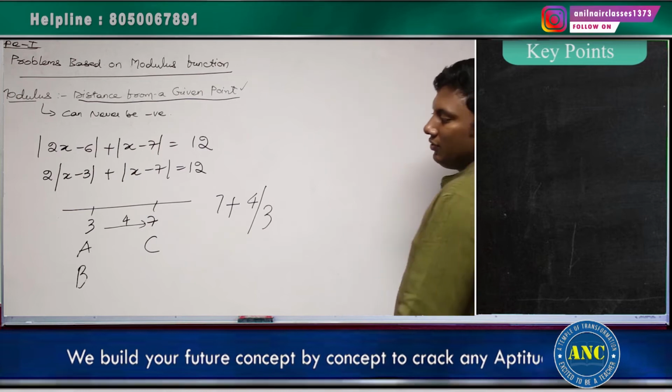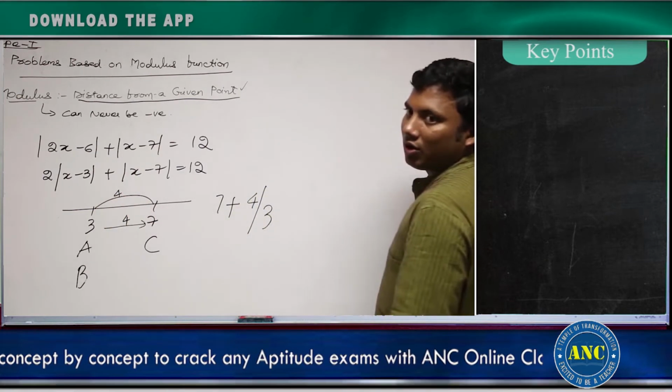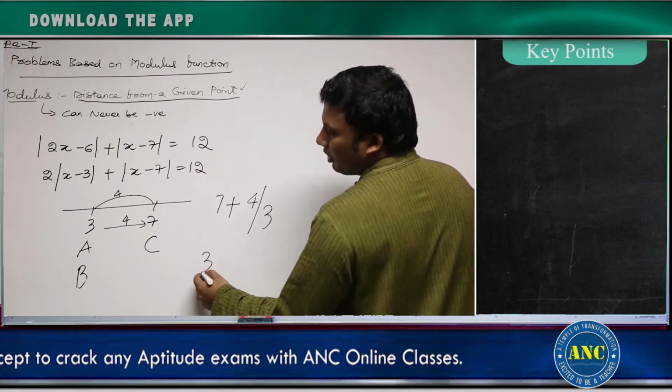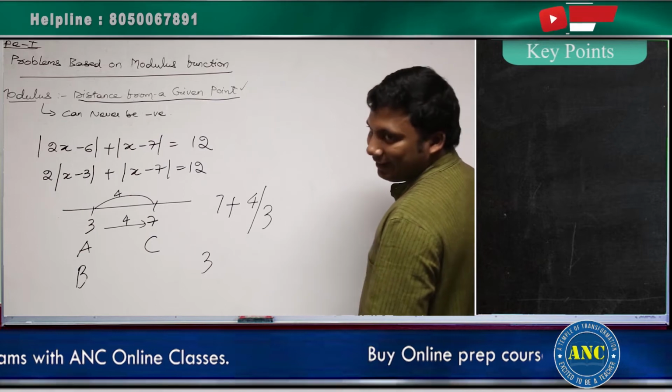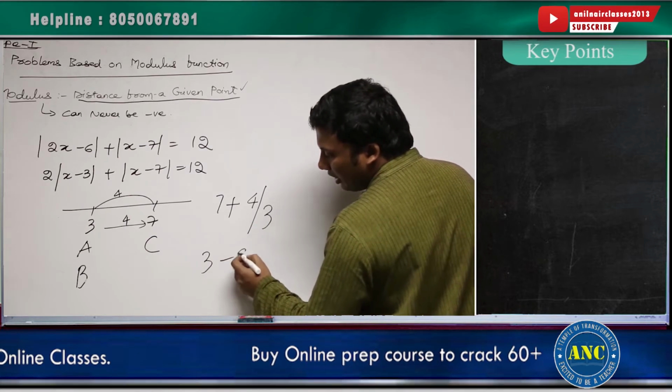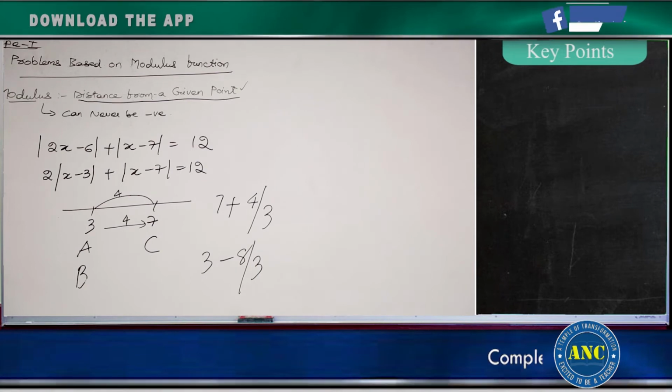Is over. Next one. 7 will go to 3. How much travelled? 4. From 3, already 4 travelled. Remaining how much more to travel? 8. 8 to the left side. 3 minus 8 by 3. I hope you understood that at least 2x and everything.